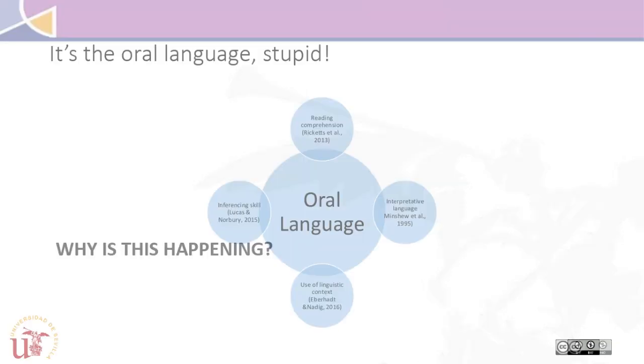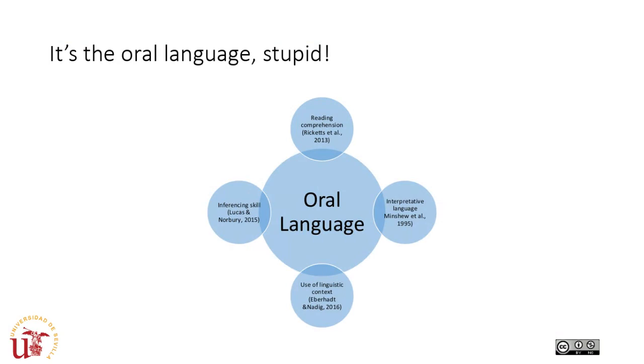So what we're asking ourselves is, why is this happening? So one explanation could just be oral language limitations. It could be that many children with autism have very minor or subtle language limitations that do impact on reading comprehension.